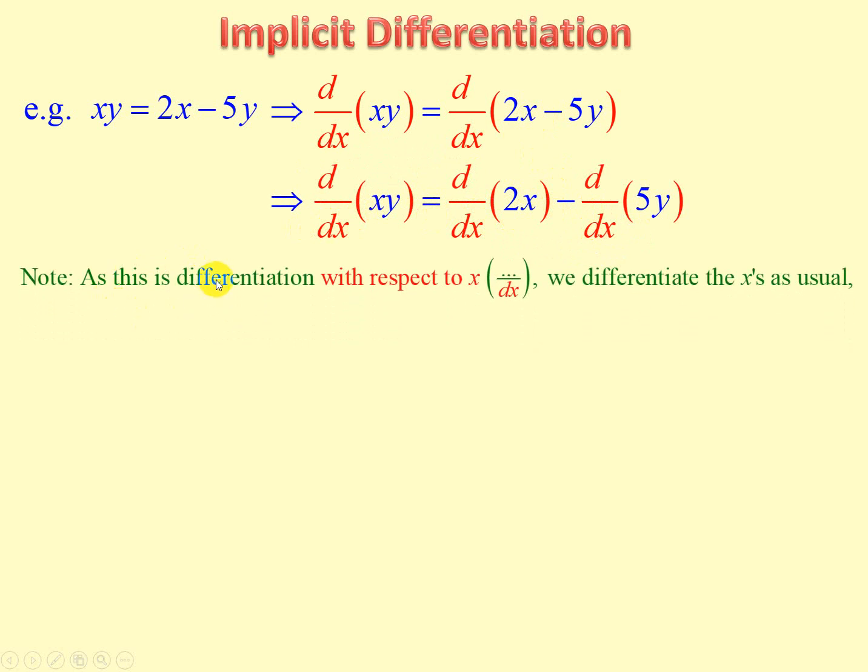Note, as this is differentiation with respect to x, the d by dx means with respect to x. We differentiate any x's as usual, so 2x will go to 2. And that's fine. But y has to become dy by dx. So if you differentiate y, it becomes dy by dx.